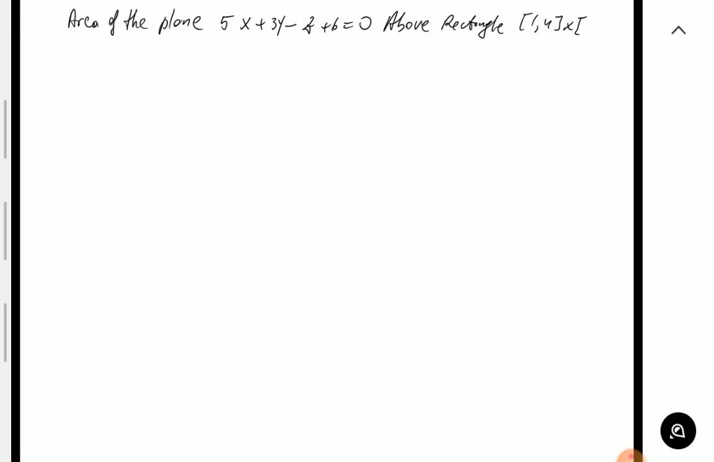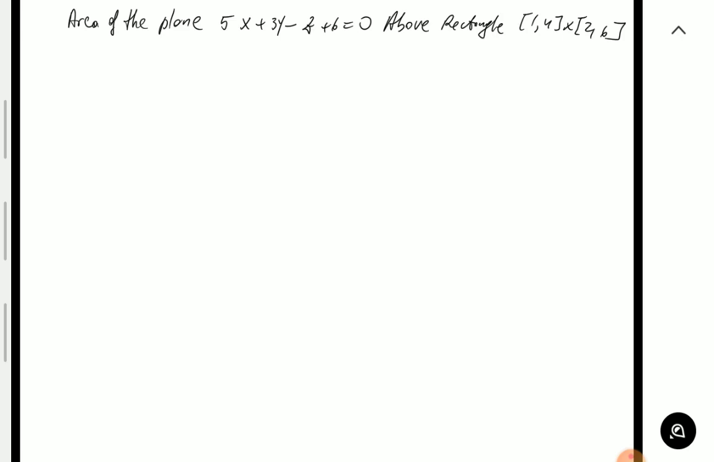All right, so here's an example for which you don't need to sketch anything, which is good because it's not exactly a simple thing to do. Find the area of the portion of the plane given by 5x plus 3y minus z plus 6 equals 0 above the rectangle given by [1, 4] by [2, 6].